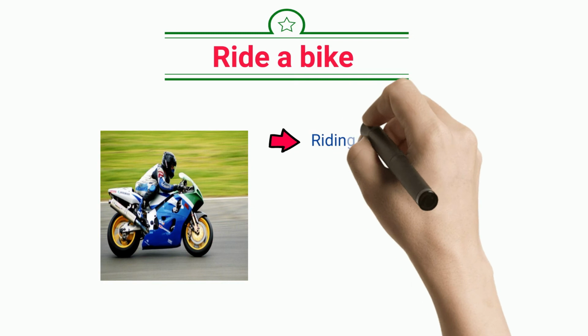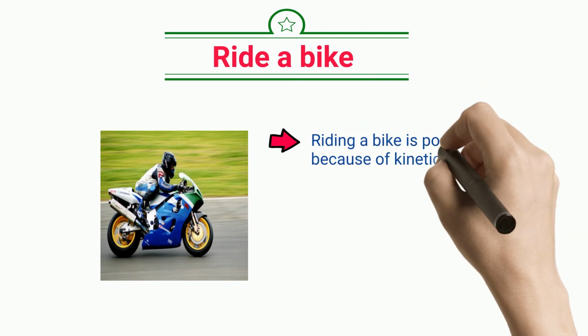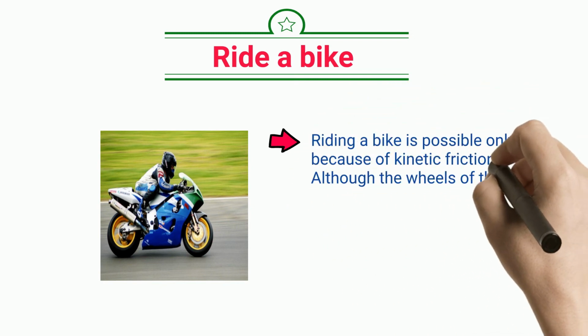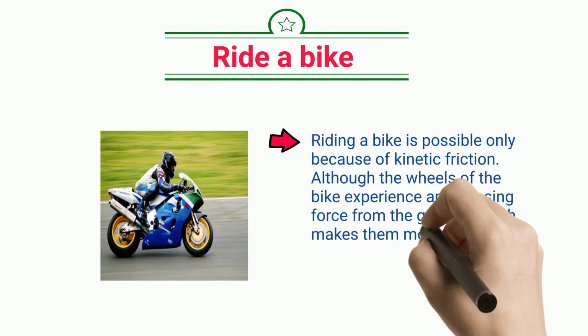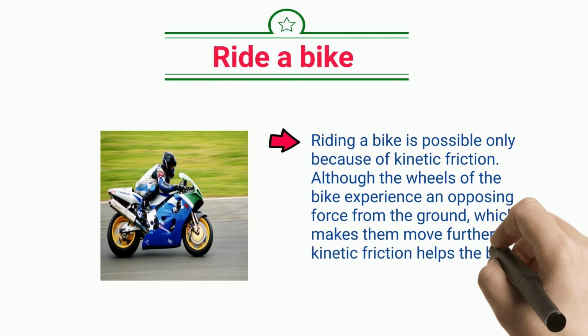Ride a bike. Riding a bike is possible only because of kinetic friction. Although the wheels of the bike experience an opposing force from the ground, which makes them move further, the kinetic friction helps the bike move.